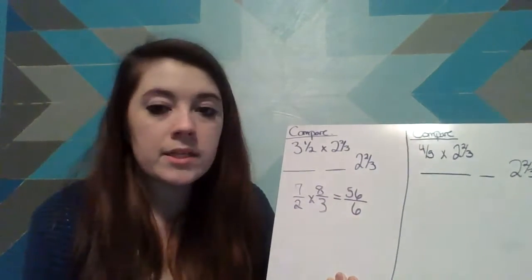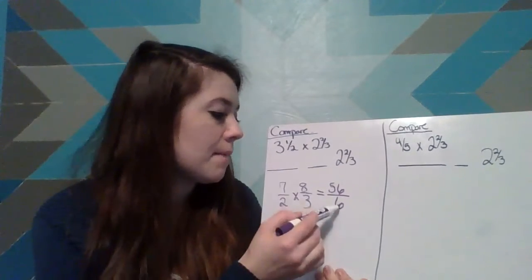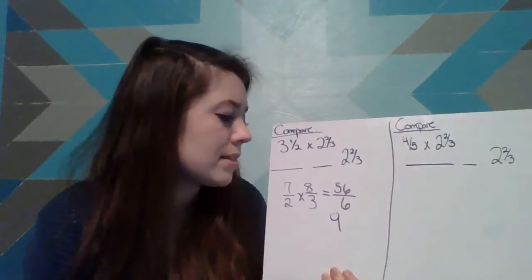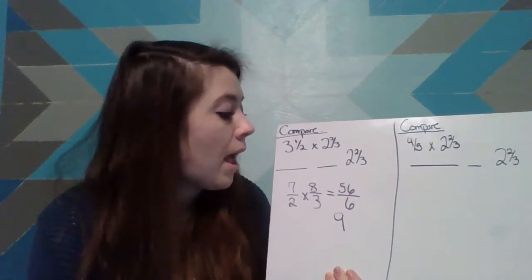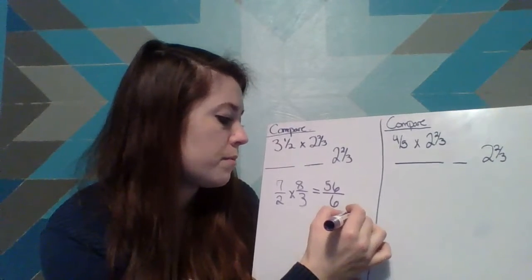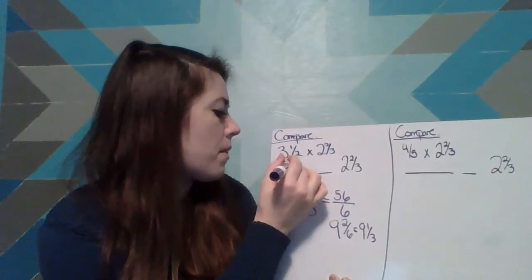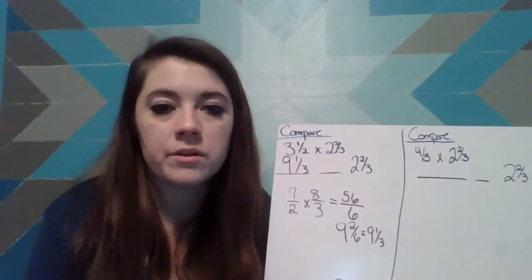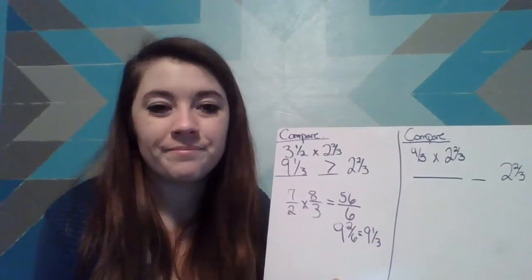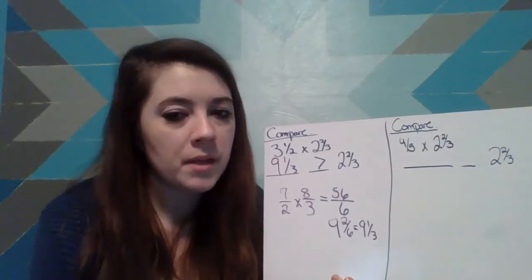So now we need to determine, is that larger than 2 2/3? Well, how many times can 6 go into 56? 9 times, you are correct. 6 times 9 is 54. And 56 minus 54 gives us 2/6, which would be 9 1/3. So 9 1/3 is what to 2 2/3? Bigger or smaller? Well, it's bigger, so we're going to use our greater than symbol. All right, so hopefully that makes sense. You got to multiply this through and determine.